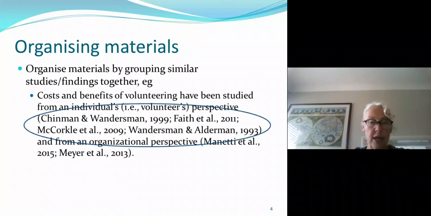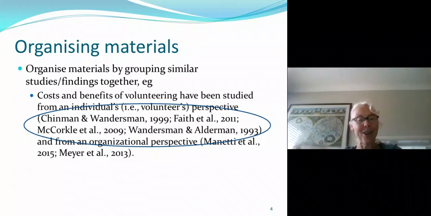So for instance, here you can see, how many authors are there? 1, 2, 3, 4 papers have been referenced that refer to the costs and benefits of volunteering having been studied from an individual's perspective. So instead of going through each of those one by one, and saying Chinman and Wandersman, 1999, have talked about volunteering from an individual's perspective.